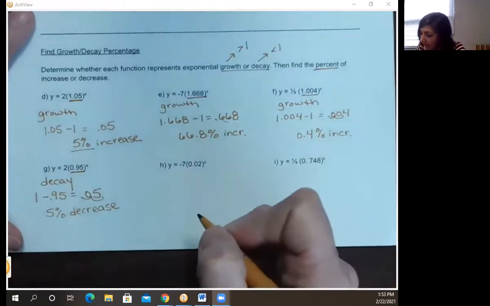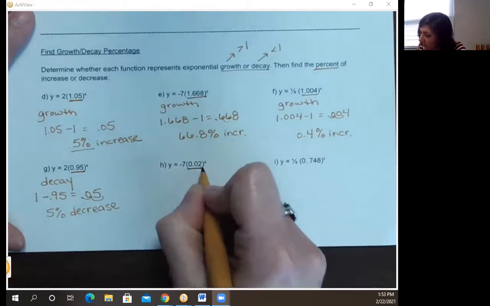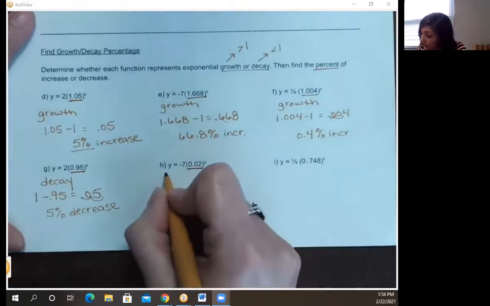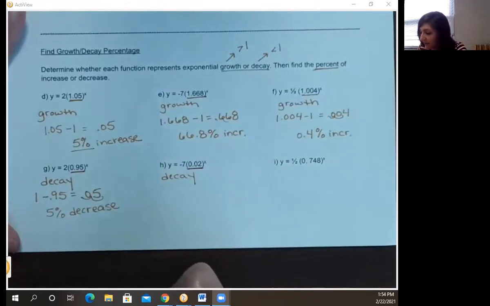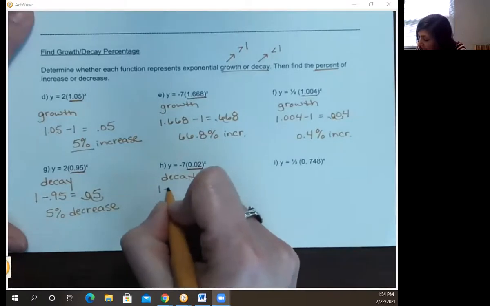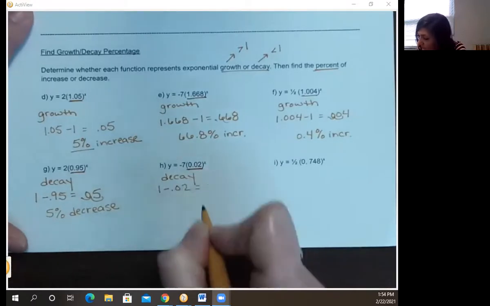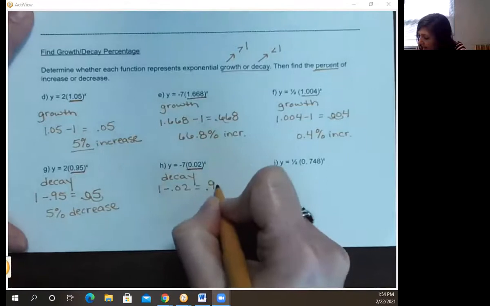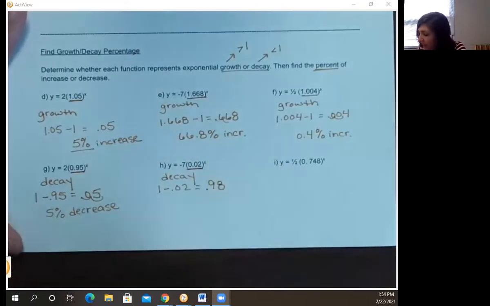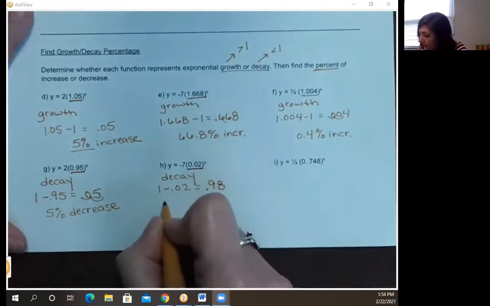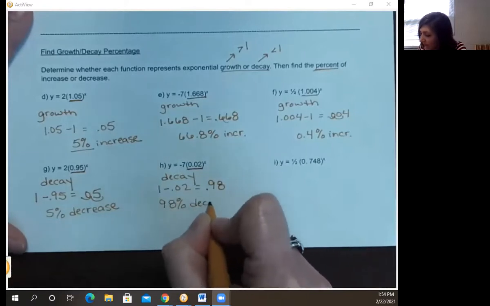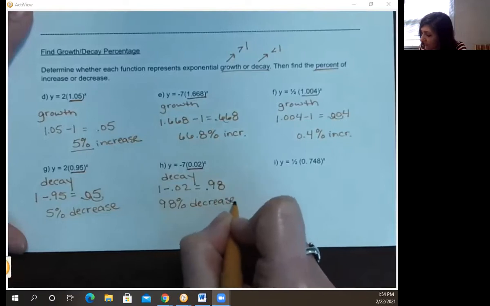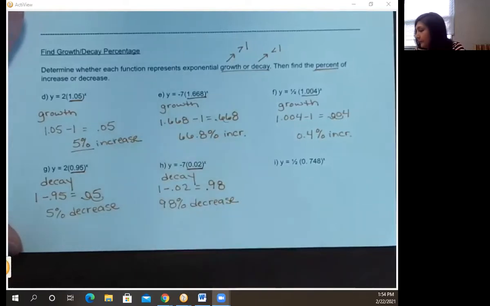For H, same idea. I'm going to look at the base of my exponent. This is less than 1. So this again would be decay. To find the percent I'm decreasing each time, I'm going to find my difference from 1. So this would be a 0.98 difference from 1. If I move that decimal 2 places, I have a 98% decrease. So a pretty substantial decrease each time.